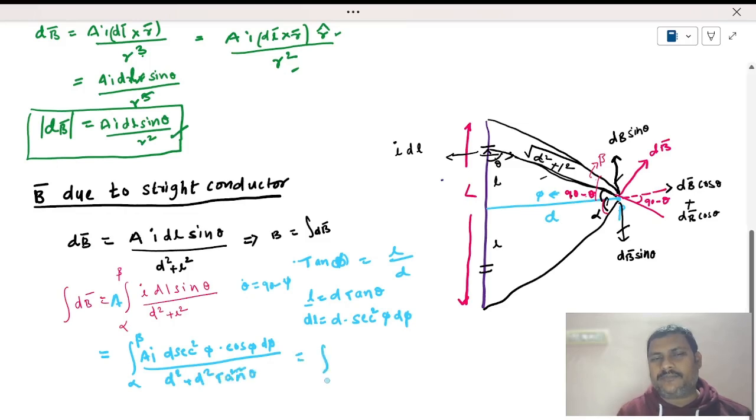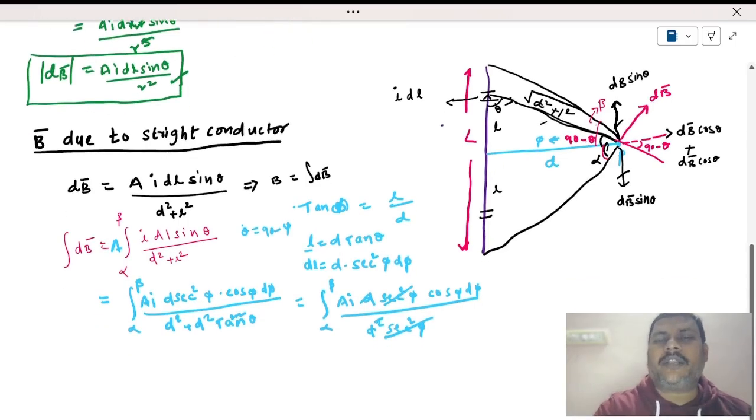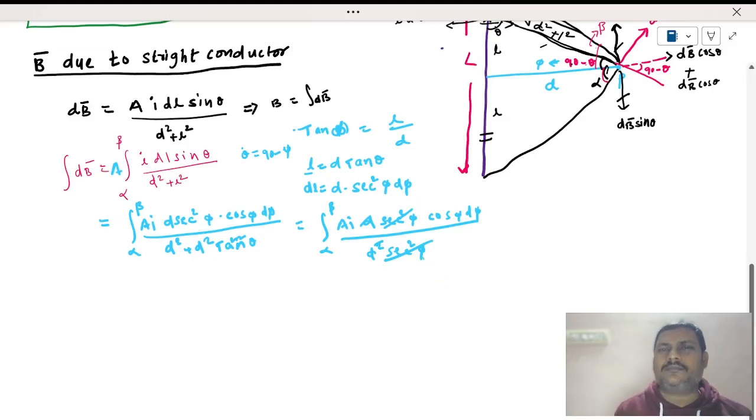So that is equal to the integral from alpha to beta, so I. Here 1 plus tan square theta, if you take d square common, gives secant square theta, secant square phi, into cos phi d phi by d square into secant square phi. So the secant square phi and d get cancelled. Here the remaining term is the integral from alpha to beta of I cos phi d phi by d.